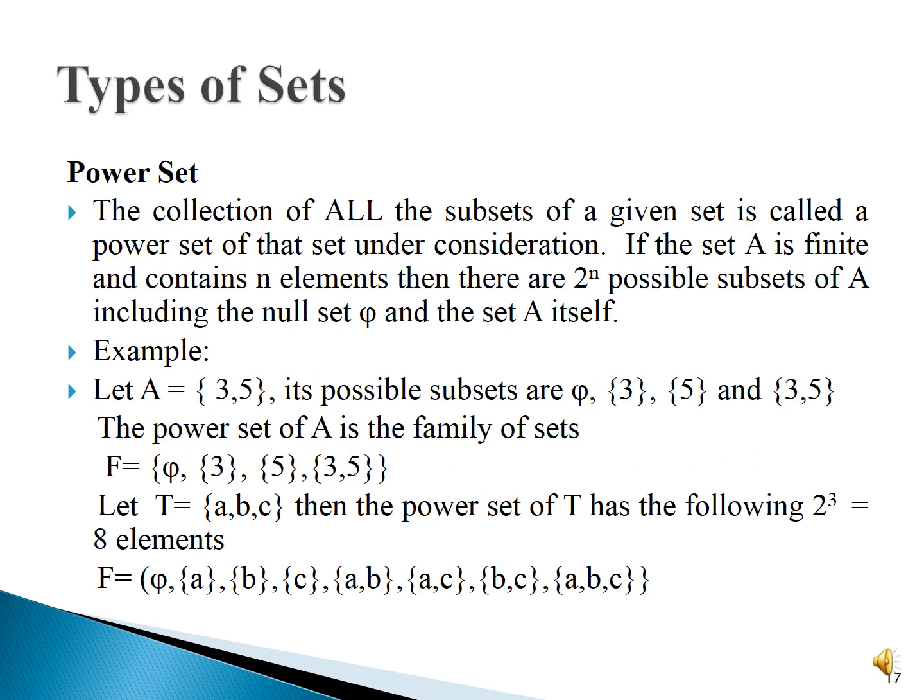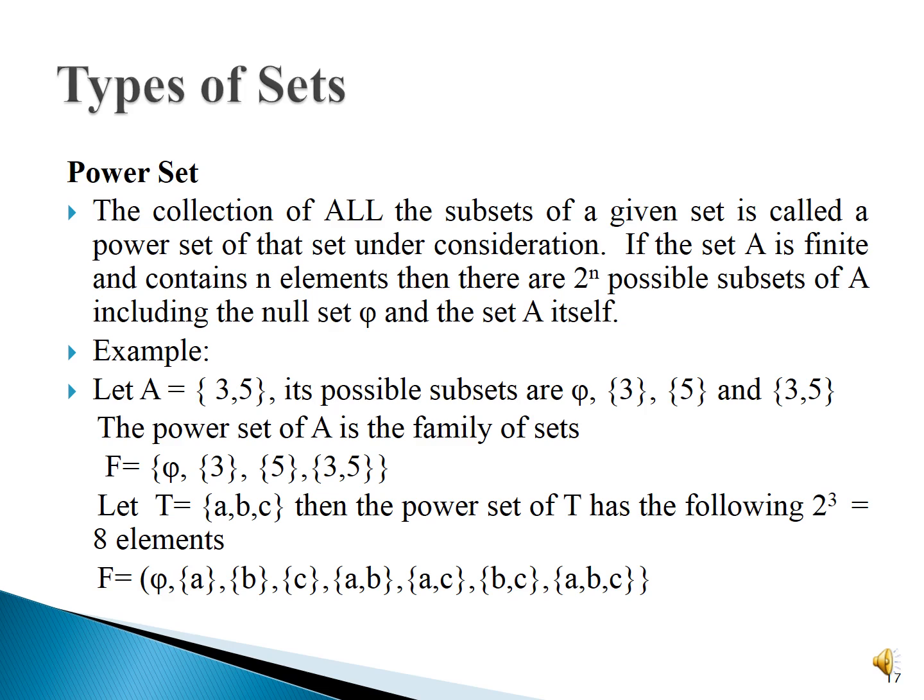The next set is power set. This set is much different from the other sets. A collection of all the subsets of a given set is called the power set of that set under consideration. If the set A is finite and it contains n elements, then there are 2 to the power n possible subsets of A, including the null set phi and the set A itself. You can see this definition with the help of an example.